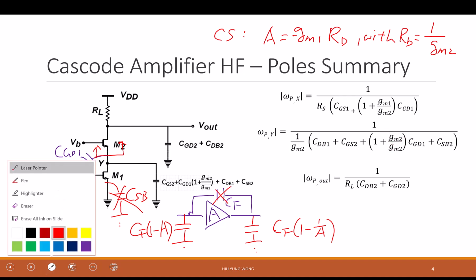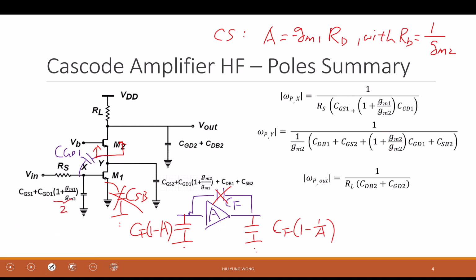Yes, I'm very good. Thank you. This one I have a typo. It should be GM2 over GM1. I'm sorry. Thanks for catching that. Yeah, because this is negative 1 over A. Yeah, very good. Right. So here I have A equals negative GM1 divided by GM2. Okay, any other questions?